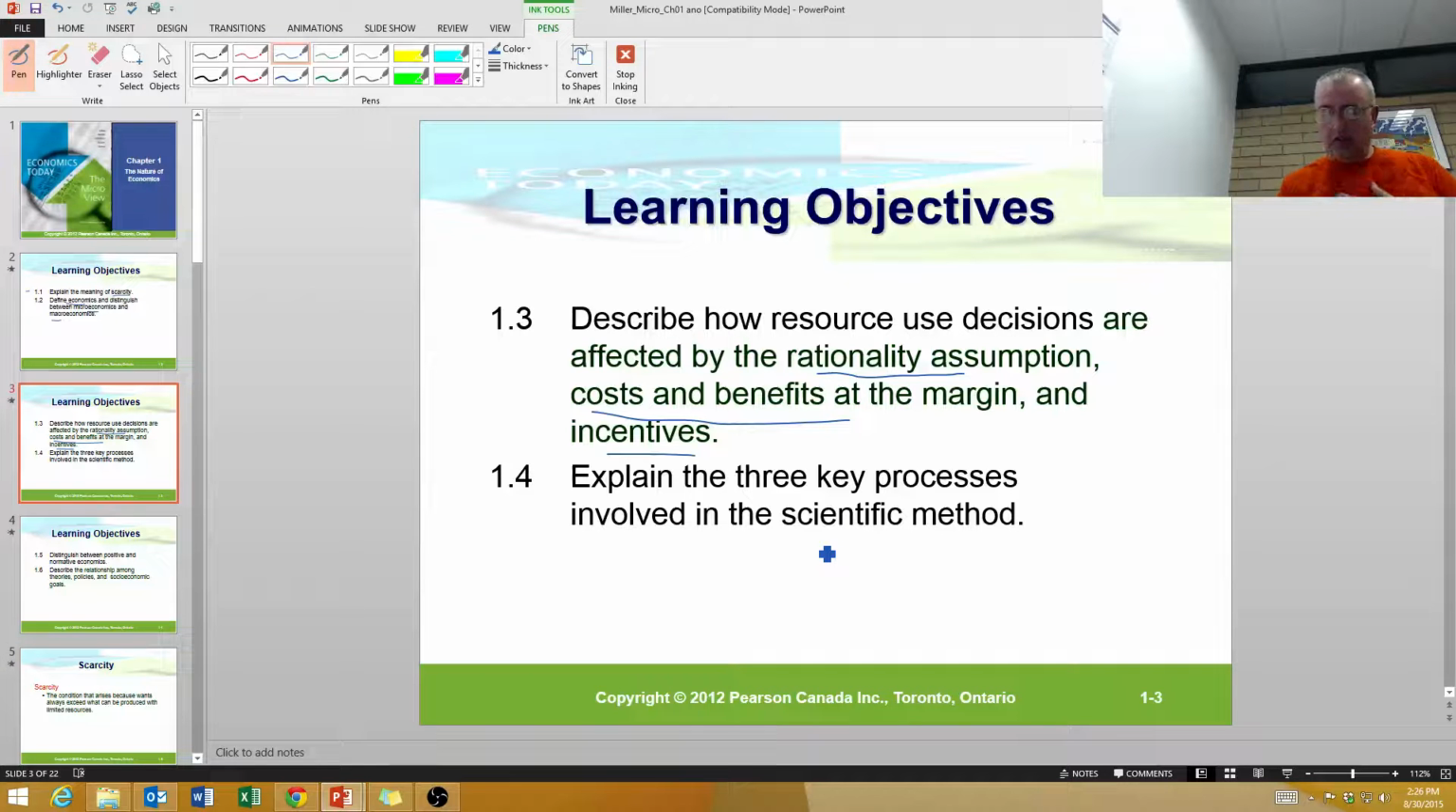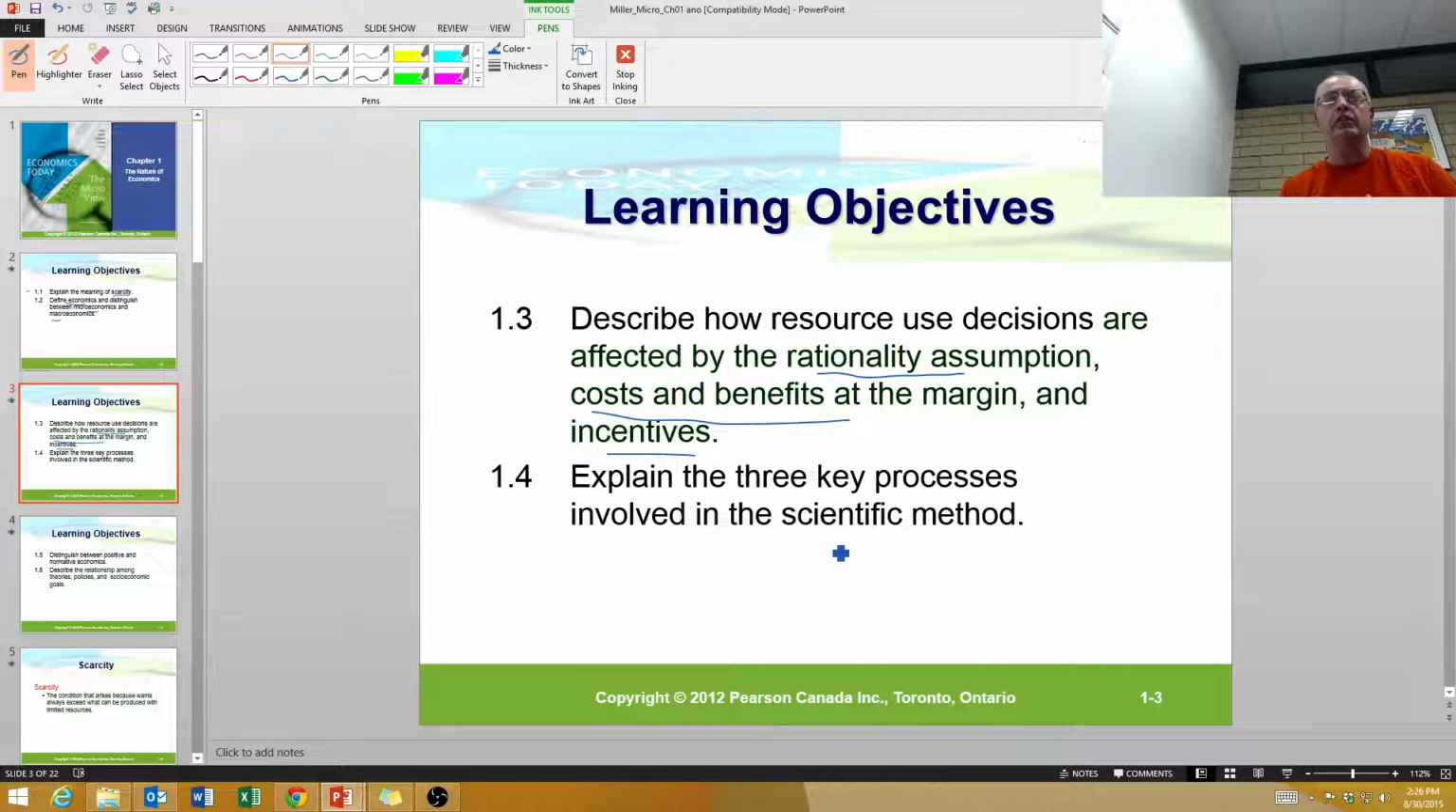Then we have three components of the scientific method that get applied to economics. One is that economics, micro and macro in particular, make extensive use of theory. As we'll see, behavioral economics, another branch of economics, does not make use of so much theory. It makes use of more experiments. Anyways, micro and macro make extensive use of theory.